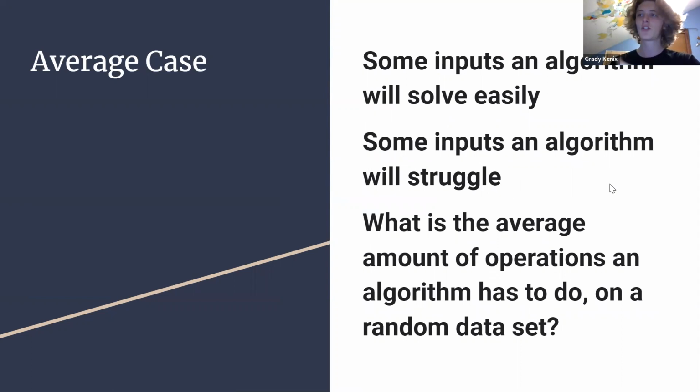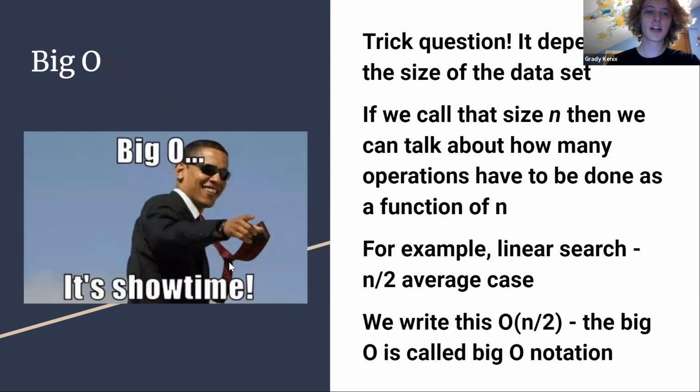We discussed the average case, so algorithms don't always work the same for some input data, and one algorithm will do well and another will do poorly. For other input data, the second algorithm will do well and the first algorithm will do poorly. And you just want to deal with randomly sorted data, average data. And finally, we dealt with Big O and this terrible Obama meme.